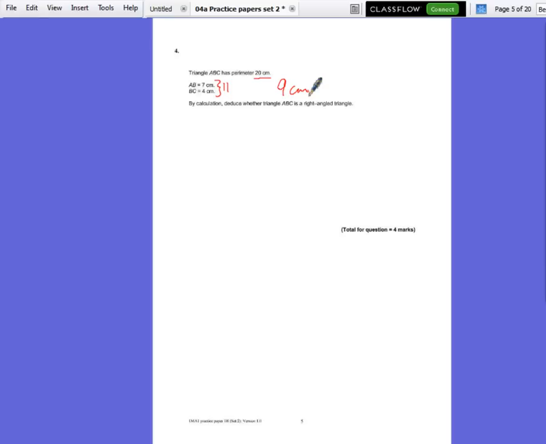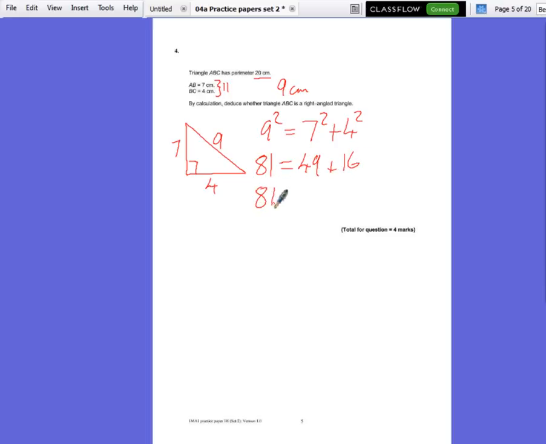So deduce means show. So if this is a right angle triangle, then the longest side would be the hypotenuse, 9, and the other 2 sides 7 and 4. So Pythagoras' theorem says that the longest side, 9 squared, must be equal to the 2 shorter sides squared and added together. So if we work that out, 9 squared is 81, 7 squared is 49, and 4 squared is 16. If we add those together, 49 add 16 is 65, and that is not equal to 81, so it cannot be a right angled triangle.